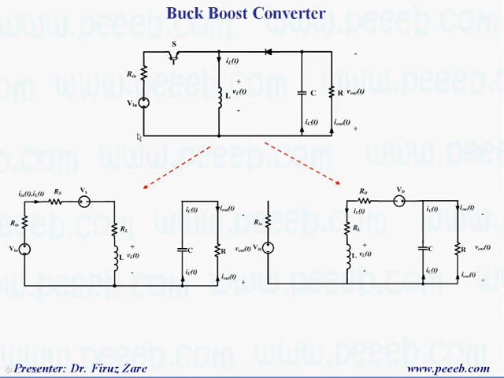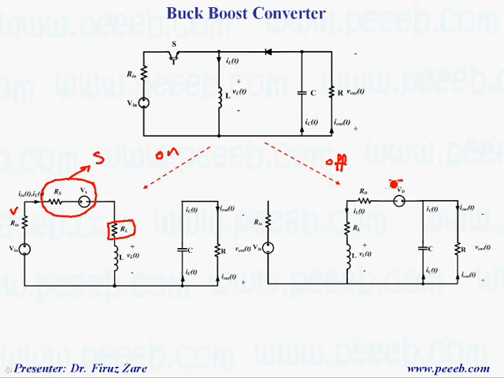Now let's consider a buck boost converter. Basically in the buck boost converter, again when the switch is on, we have these parameters to model the switch, and we have the input impedance of the power supply and also the internal resistor of the inductor. When the switch is off, the diode conducts. So in this case we have these parameters to model the diode.